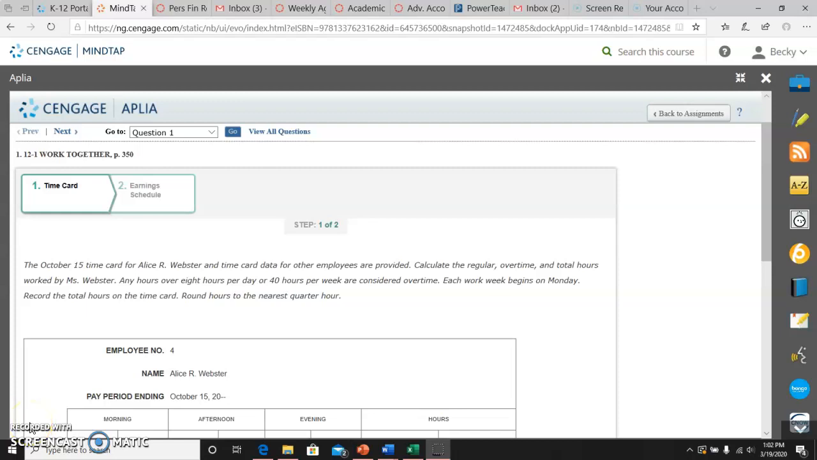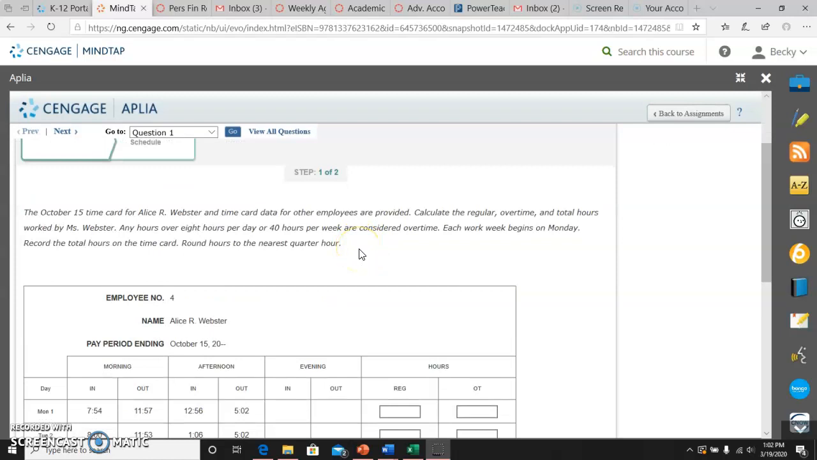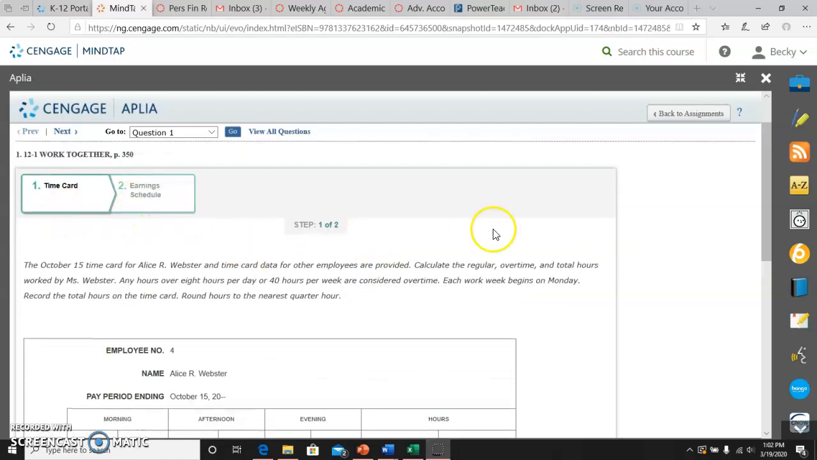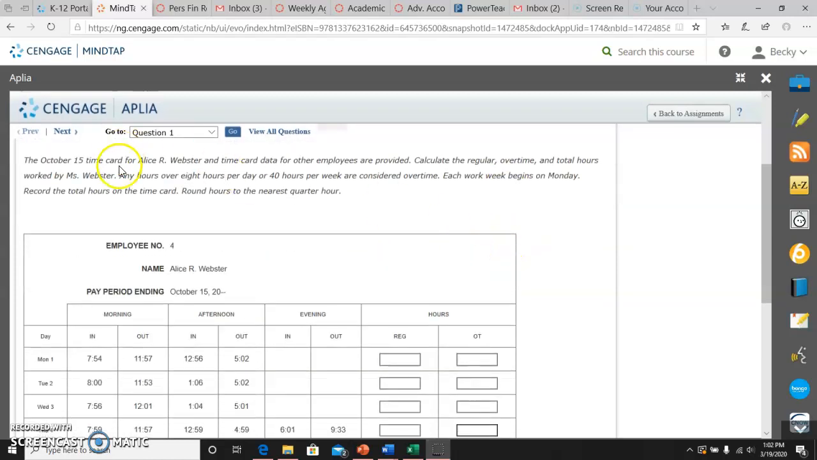Hi everyone, let's do the 12-1 work together, which is on page 350 of your textbook if you want to look at it there. There's a time card and an earnings schedule that we're going to do. It says that on October 15th, the time card for Alice Webster and the time card data for other employees is provided. Calculate regular, overtime, and total hours worked by Miss Webster.